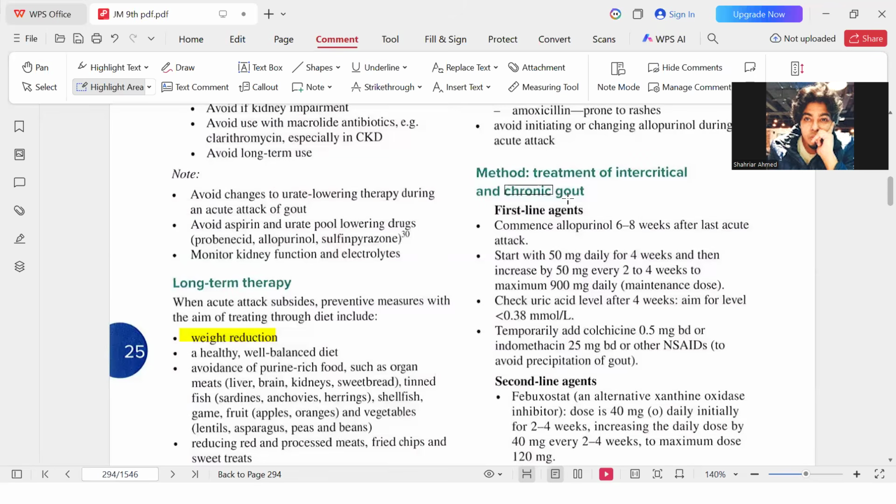So this is the treatment for chronic gout, very popular. So you see, 6 to 8 weeks after the last acute attack. So did you get the guideline now? When to introduce the allopurinol? It takes some time for the crystals to be cleared. Yes, roughly 6 weeks after the last attack.